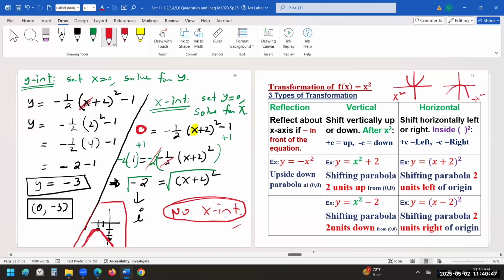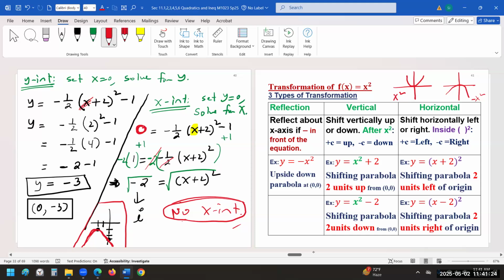The horizontal shifting means either you're moving left or right. And horizontal shifting goes inside your square term. Inside the square, if you have a positive number, you go the other direction. So positive means you're supposed to go on the right side, but actually you don't. You go on the left side. And inside your square, if you have a minus sign, we're supposed to go left, but you don't, you go on the right.